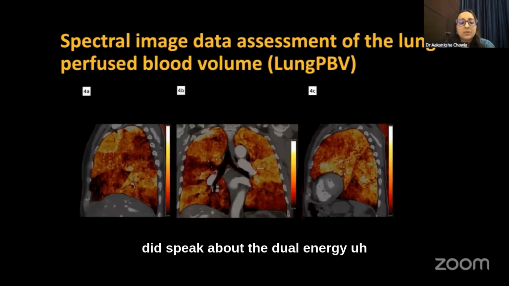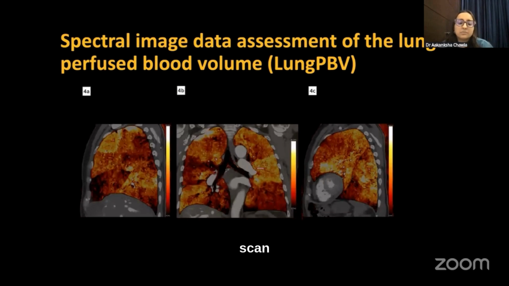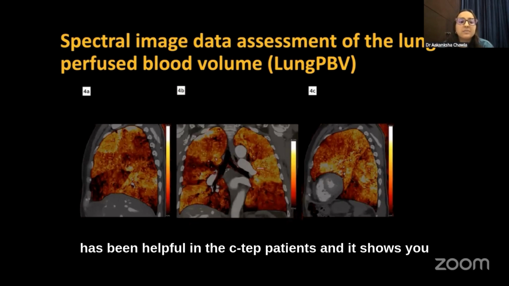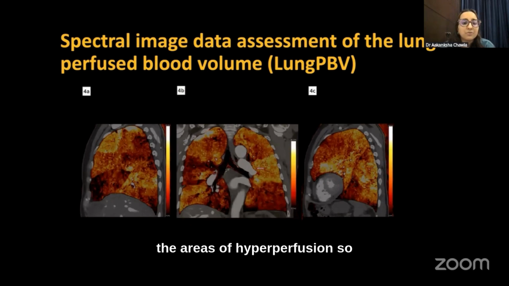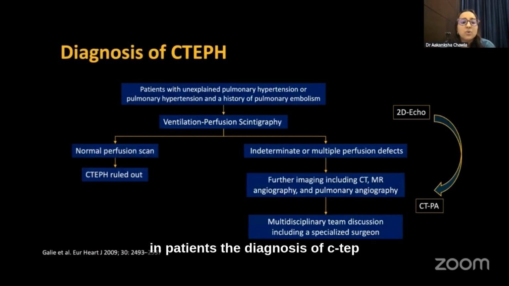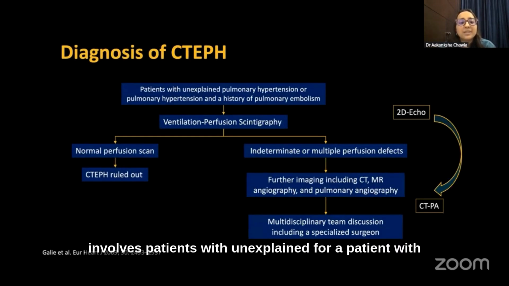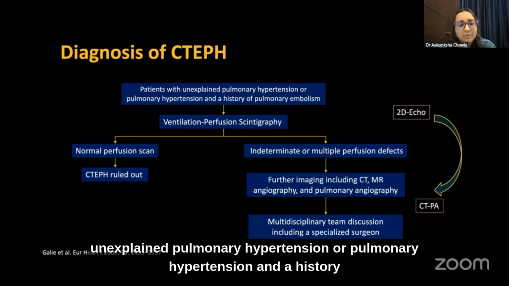We did speak about the dual energy scan, and this has been seen. This has been helpful even in the CTEPH patients, and it shows you the areas of hyperperfusion. So in patients, the diagnosis of CTEPH involves patients with unexplained pulmonary hypertension or pulmonary hypertension and a history of embolism.